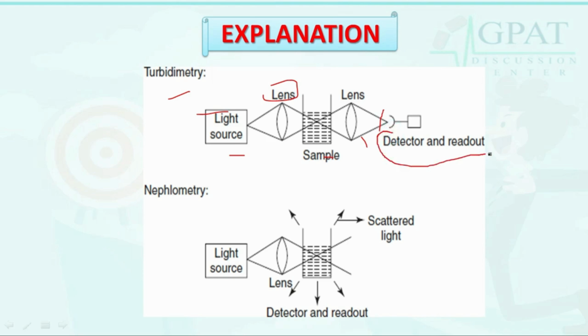detected by the detector. And in the case of nephelometry, there is a light source, a lens, and the sample which is to be analyzed, and the light which is scattered after passing through the solution is detected by the detector. So this is all the information about turbidimetry and nephelometry. Try to memorize the principle of these because it is very important.